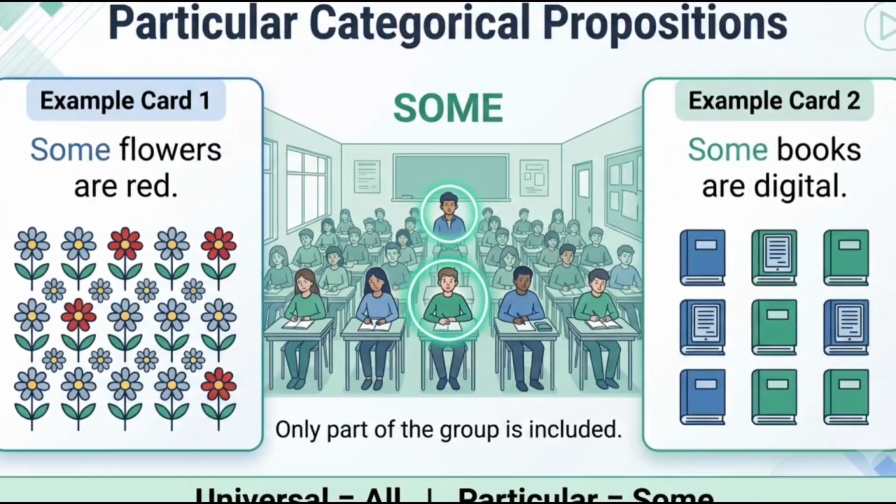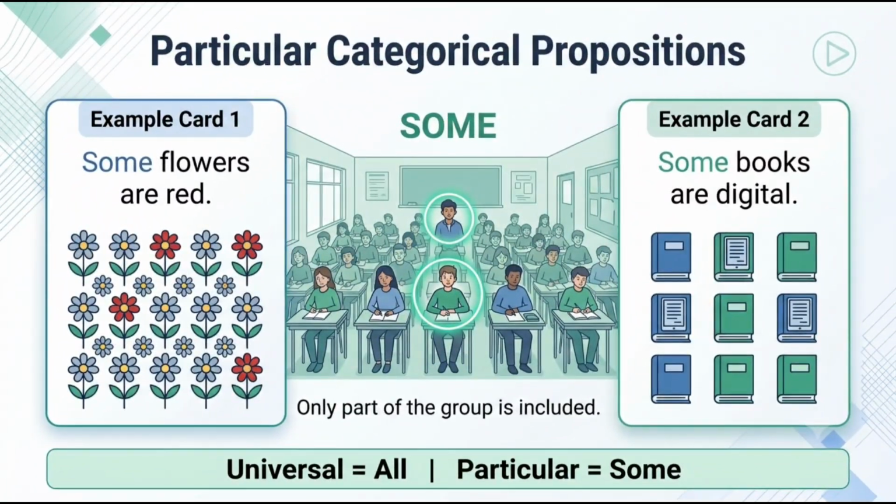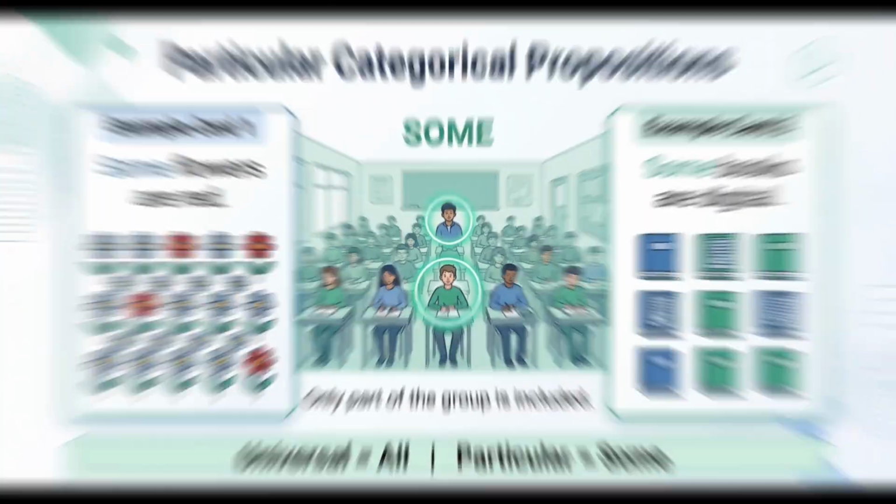A particular proposition refers to only some members of a class. It usually begins with the word some. For example, some flowers are red. Since it speaks about only part of a group, it is called a particular proposition.